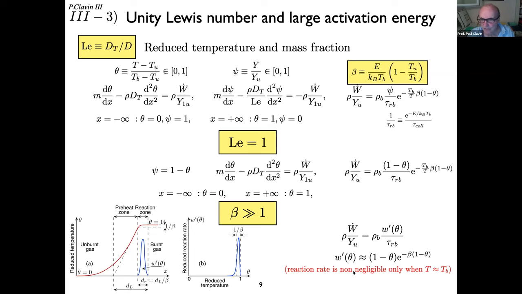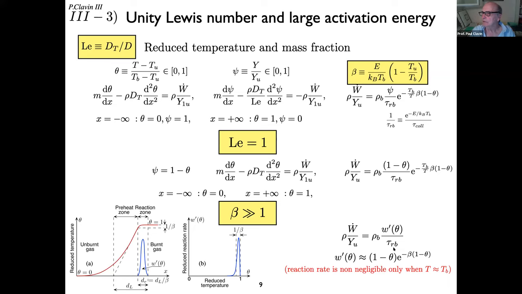You can neglect this difference, because when the reaction rate is non-negligible, T is close to T_b. So now you can forget about this T_b over T, and you simplify the equation. The expression of the reaction rate in terms of theta is simply this form, one minus theta times exponential of minus beta over theta. This is okay when beta is large, and you have rho_b divided by tau. This explains why the reaction time that you have to consider is the reaction time on the burned side.